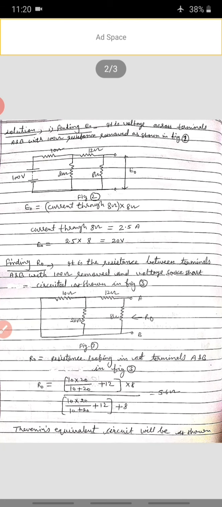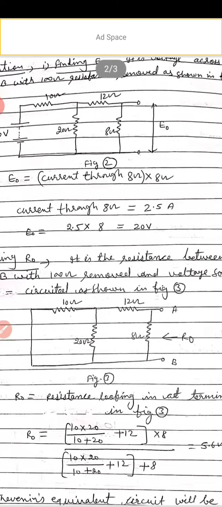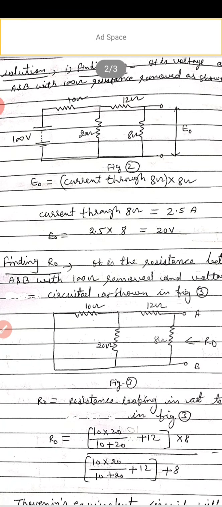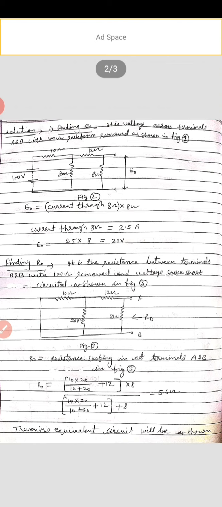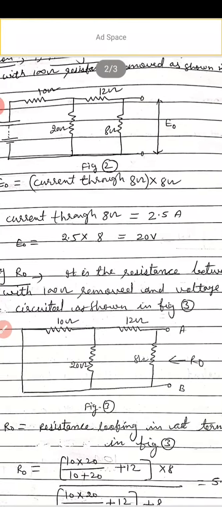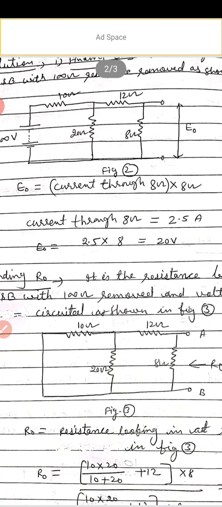Now for finding the current, first of all find E naught, and the circuit diagram for finding E naught is as follows. It is the voltage across terminals A and B with the 100 ohm resistance removed. Now remove the 100 ohm resistance which is connected across the terminals A and B.